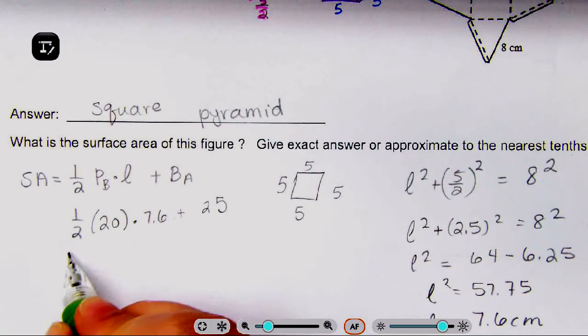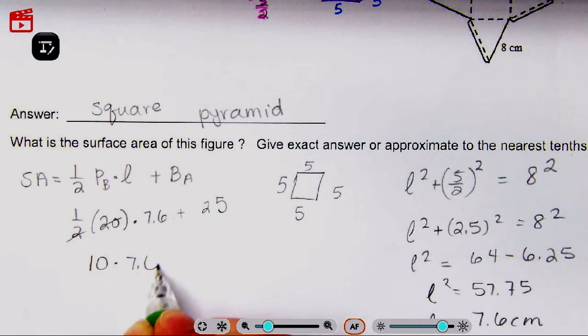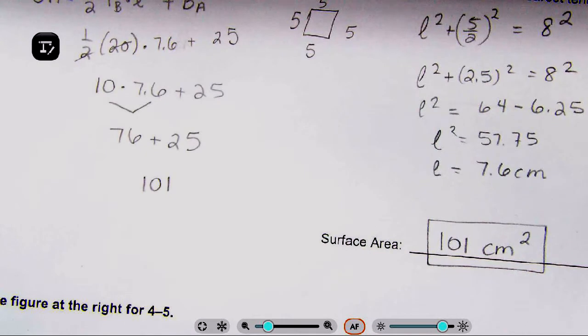All right, so then let's go ahead and divide that out. So I have 10 times 7.6 plus 25. This is 76 plus 25. So we have 101. So the surface area of our square pyramid is 101 centimeters squared. Make sure you have your units or you will be marked incorrect for your answer. And pause the video, look back if something didn't make sense.